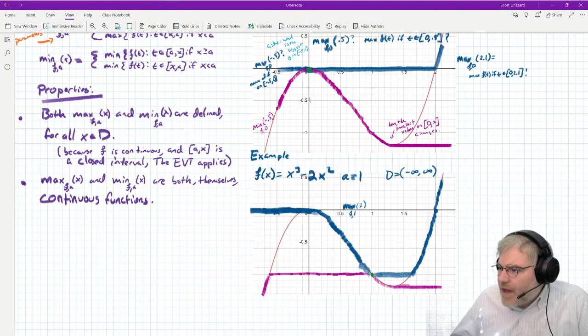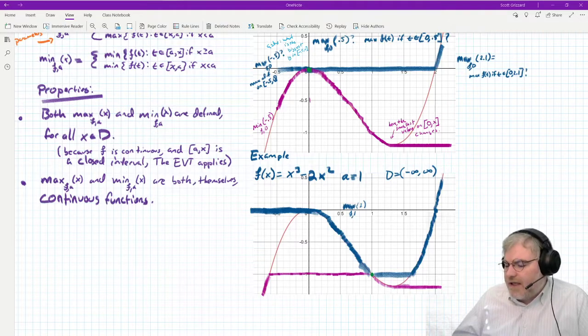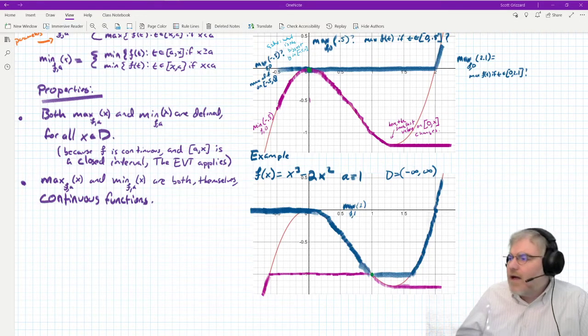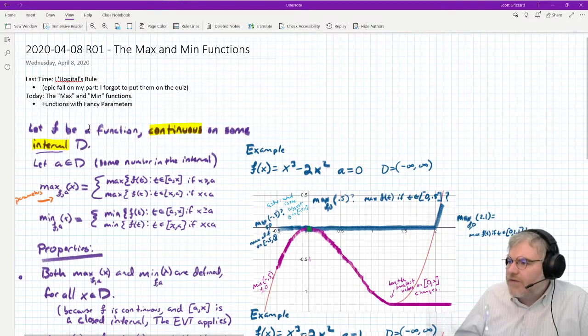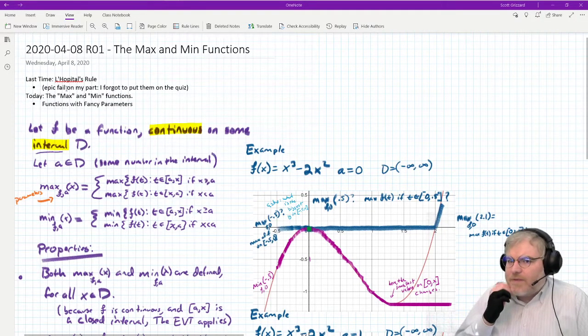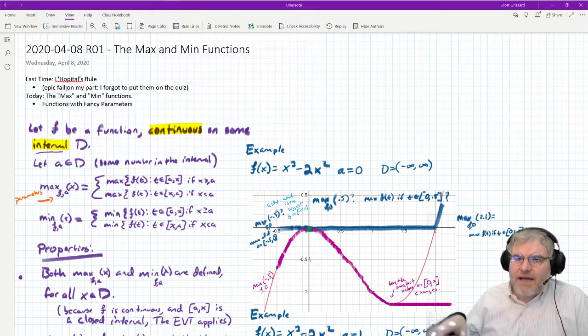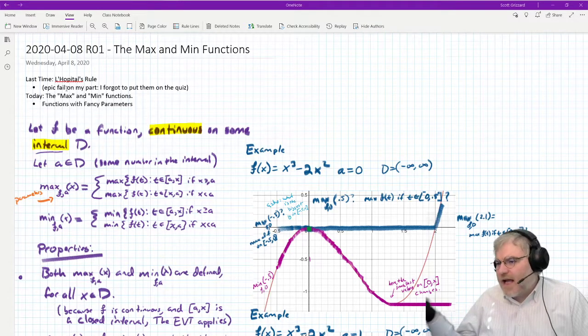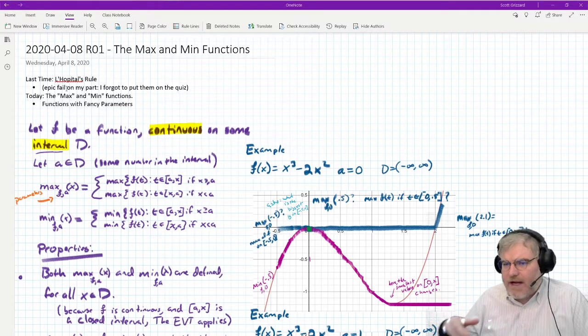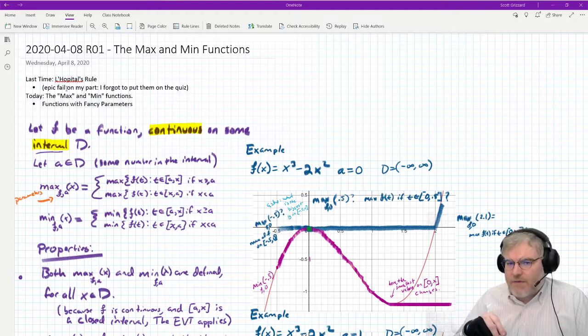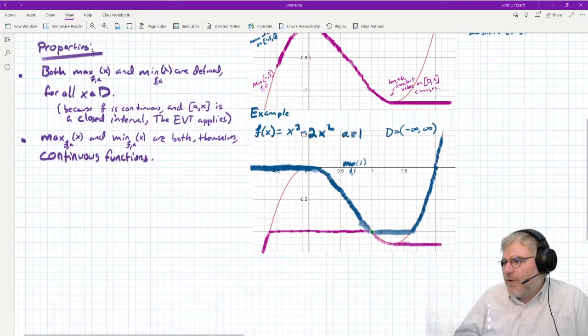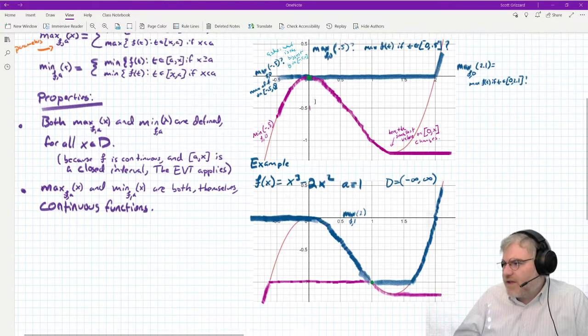We will pick up next time with the area under the curve function, which I have nice graphics for, which will really help. So again, last time we went over L'Hopital's rule, and I did an epic fail because I forgot to put them on the quiz. Today we talked about the test a lot, and then we talked about these functions with fancy parameters, the minimum and maximum functions, and the fact that they both exist. They are both well defined because of the EVT, and they're both themselves continuous functions.